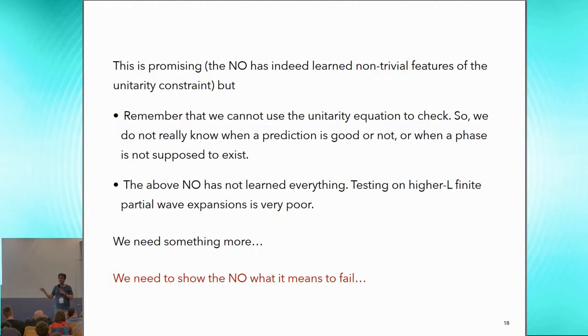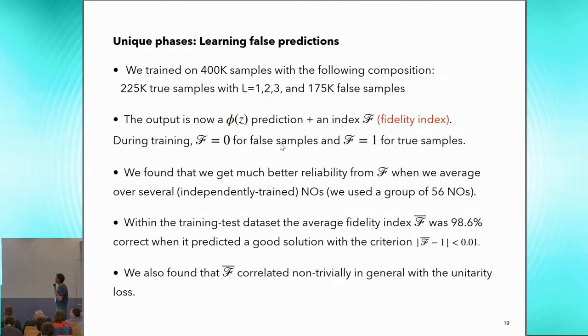What do I need? I want the neural operator to rate itself, to be conscious of whether a prediction is good or bad. So here, we went a step further in a rather non-standard application of neural operators. We do not only train the neural operator showing it what it means to succeed, but we also show it what it means to fail. And that gives it the ability to learn both good and bad predictions. So let's redo the exercise. Now we train on 400,000 samples with the following composition: 225,000 true samples like the ones before, and 175,000 false samples. And when it makes a prediction, it produces a prediction for the function, but also a label, like dog, cat, that tells you, is it a good prediction or a bad prediction?